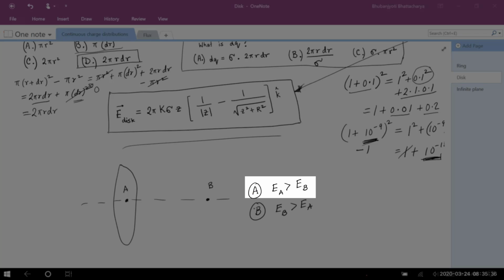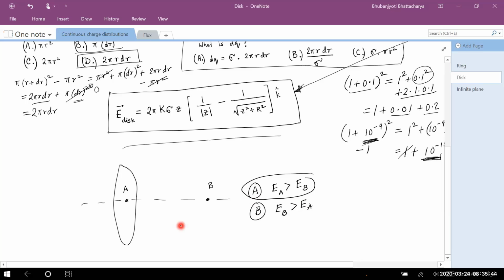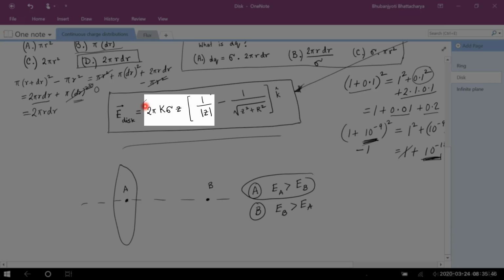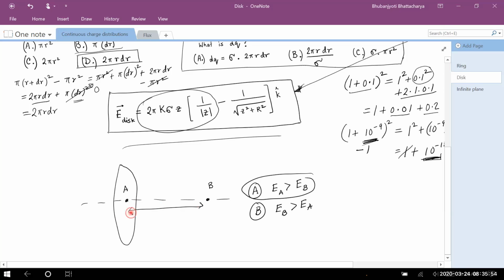A was the overwhelming majority choice, and A turns out to be the correct answer. EA is greater than EB. So why is that true? Because the first part of this equation doesn't depend on how far you are from the center. This distance is Z, right? Since this distance is Z, this part is always going to be the same, no matter how far away you are, because the Z's are going to cancel each other.